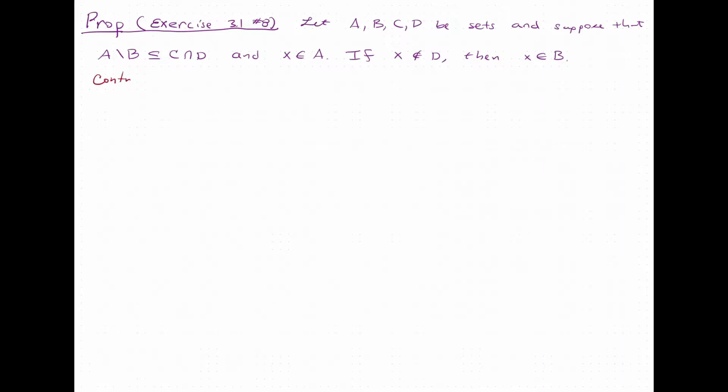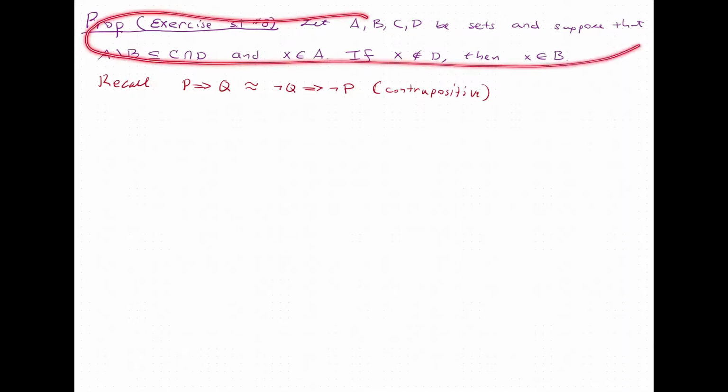And so recall that if we have P implies Q, that this is logically equivalent to not Q implies not P. And so this is what we call the contrapositive. Now, in our next video, I will be doing a direct proof of this statement, but we will need a technique via contradictions to do it directly. And so we'll come back and do this proof again in our next lesson.